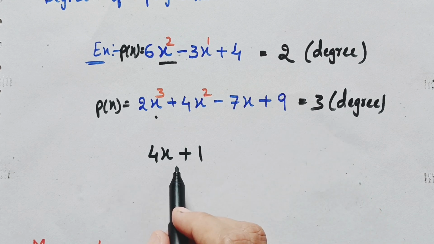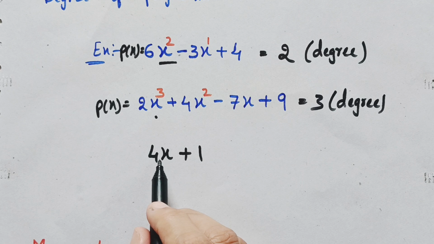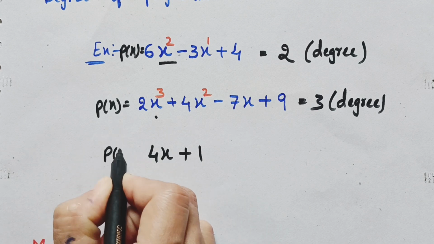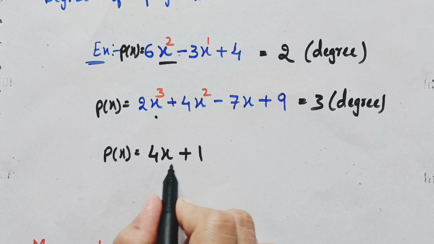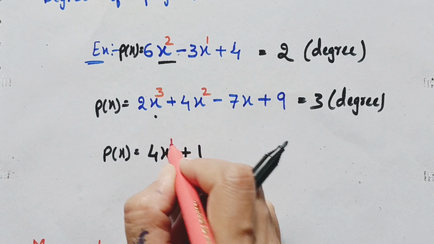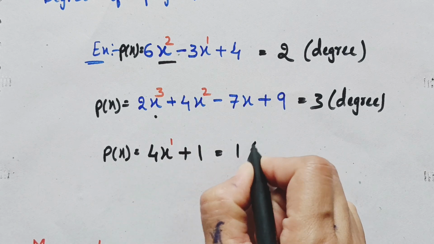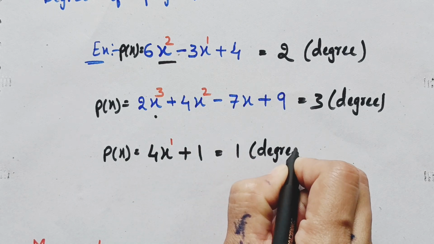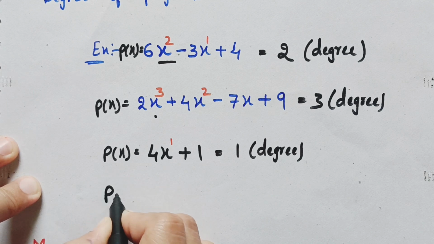Suppose let us take another example. This is also a polynomial in x, so I can write it as p of x, where 4x equal to 1. What is the degree of this polynomial? Here nothing is written, which means 1. So the degree of this polynomial is 1.